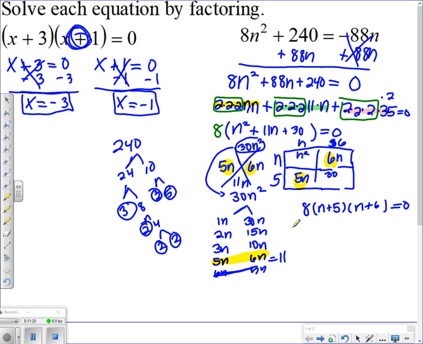Now set each of the factors equal to 0. 8 should be equal to 0. This n plus 5 should also be equal to 0. And the third factor must be equal to 0. There's no way that 8 can be equal to 0. That cannot be an answer. Now set this equal to 0, minus 5 from both sides. They're opposite, so they cancel. So you have n is equal to negative 5.